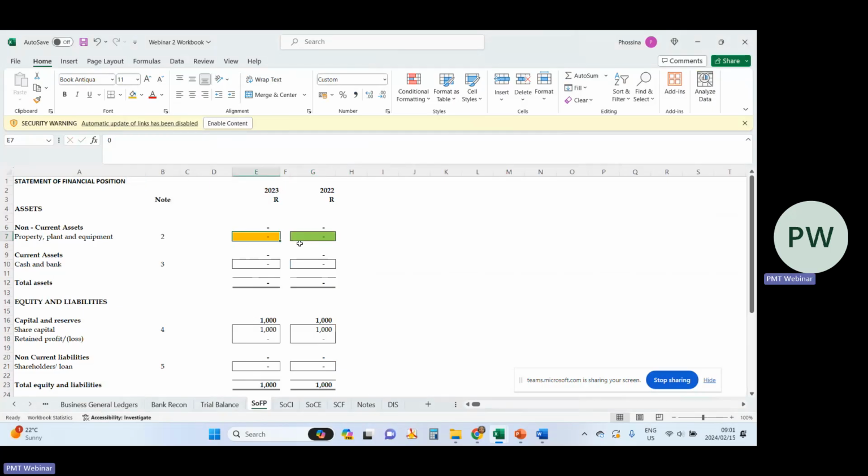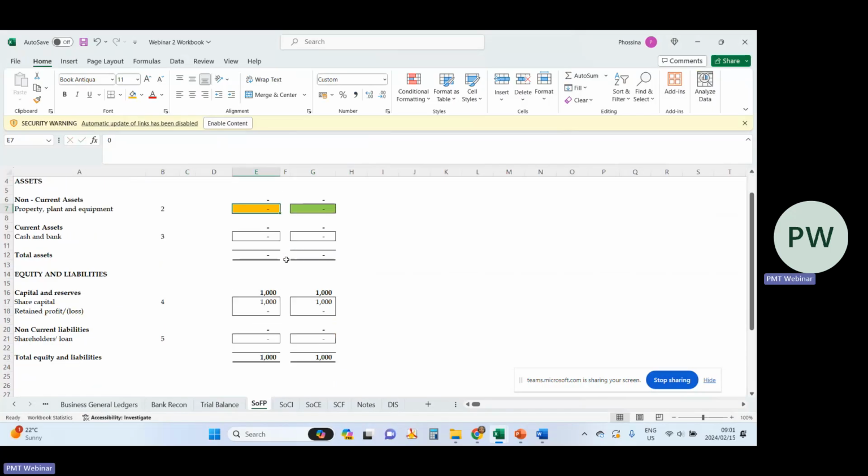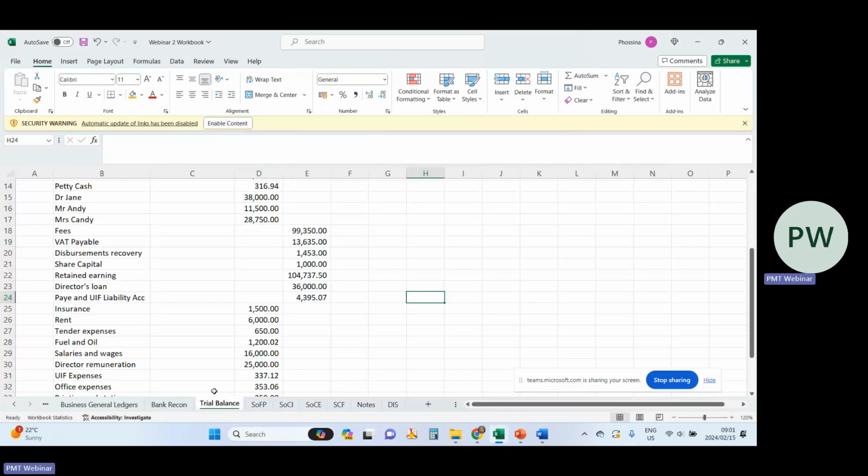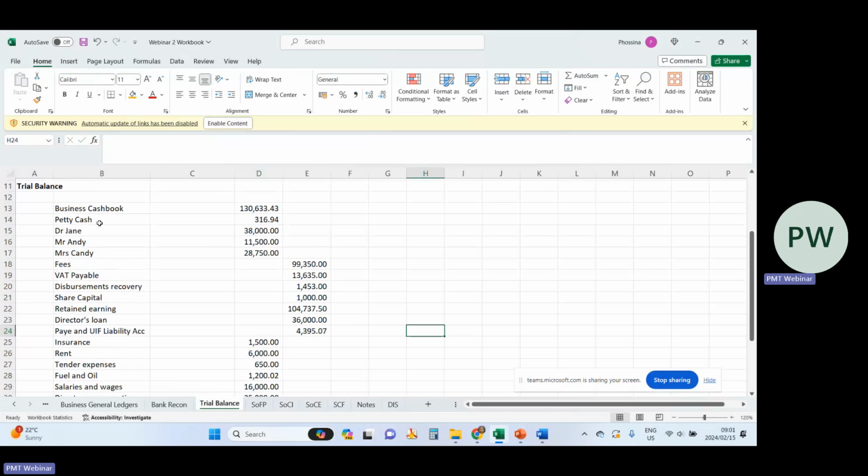Okay, this is how we would have done our reconciliation. So let's do our cash and bank. For our cash and bank, we go to our trial balance. If we can have a look at our trial balance, this is our business bank balance, and this is our petty cash balance.